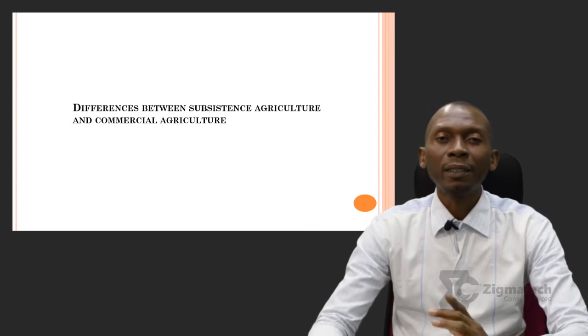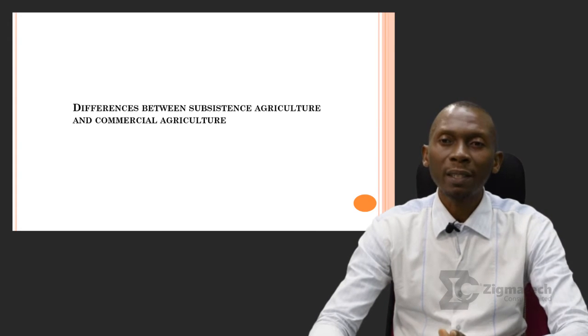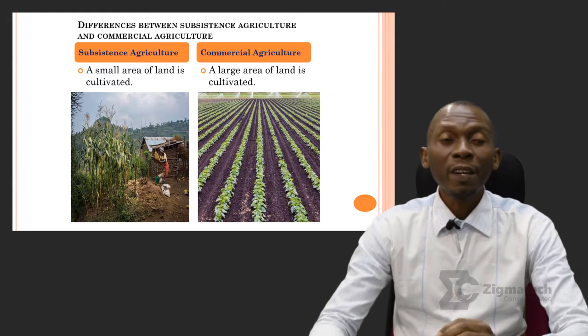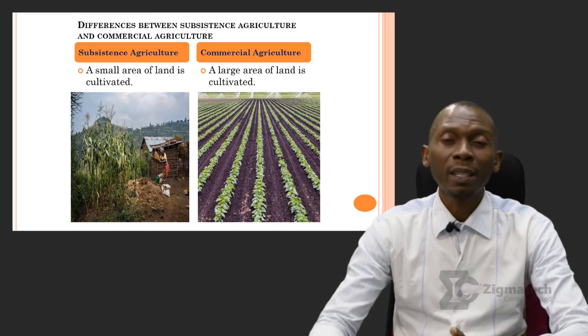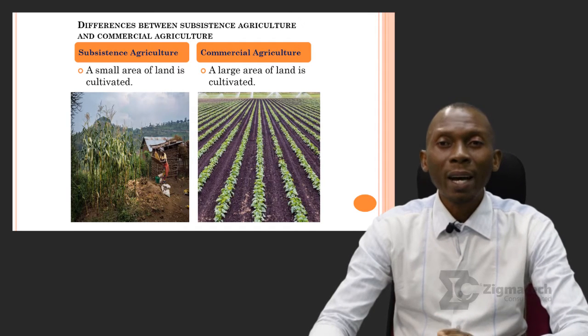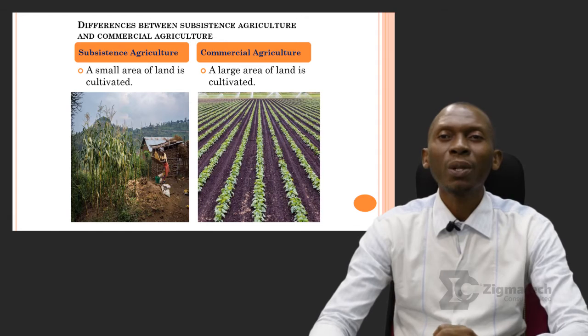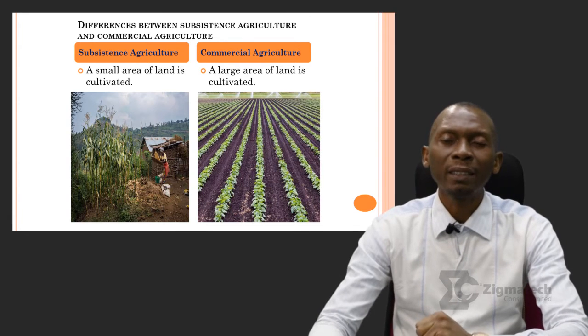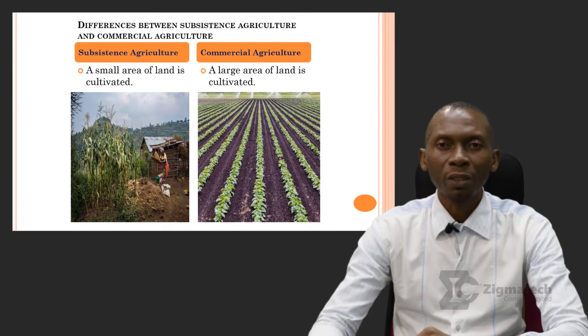Let's take a look at the differences between subsistence agriculture and commercial agriculture. The first difference is that subsistence agriculture requires a small area of land for cultivation, while commercial agriculture requires a large area of land for cultivation.